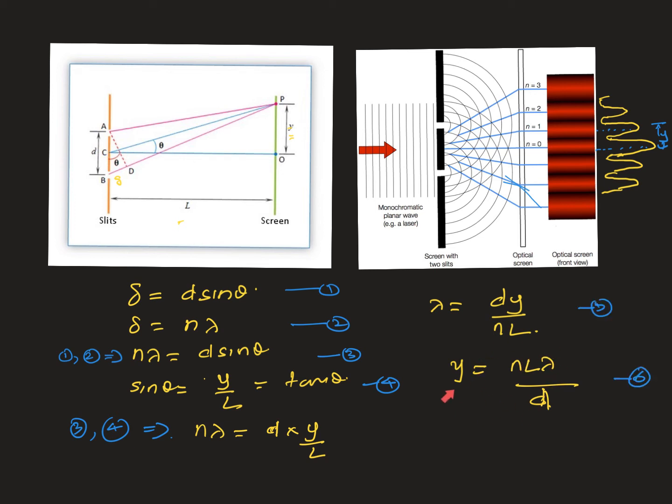By looking at this formula, you can see that if we are sending a wave with a bigger wavelength, so if lambda increases, y will increase. That means the distance between the central maximum and the first order maximum in this diagram will increase. And if d, the distance between the two slits, decreases, then y will also increase. So y is inversely proportional to d and proportional to lambda.